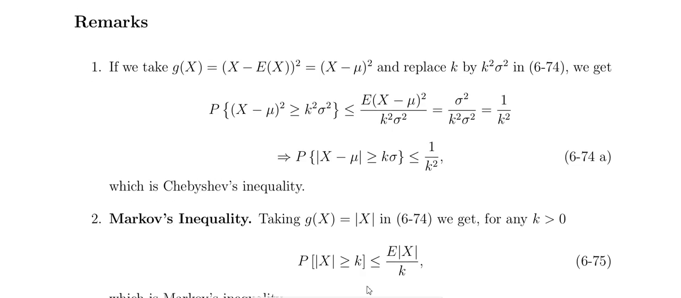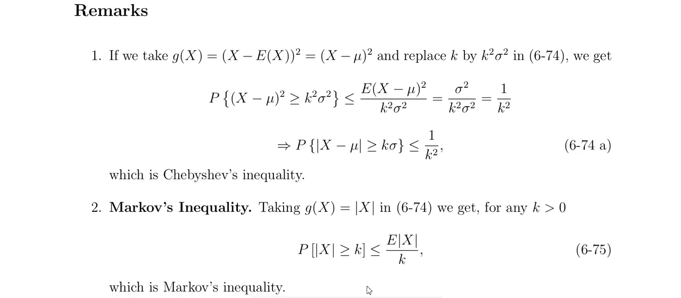And g of x equal to x minus E of x whole square, that is, E of x is the mean, called mu here. So x minus mu whole square, and replace k by k square sigma square. When you get the E of x minus mu whole square divided by k square sigma square, when you simplify it, this is nothing but sigma square, so 1 by k square comes. Taking the square root on both sides, you get the Chebyshev inequality you need.